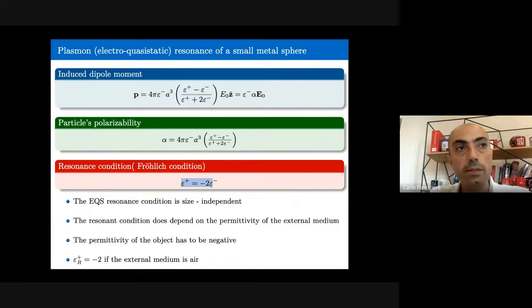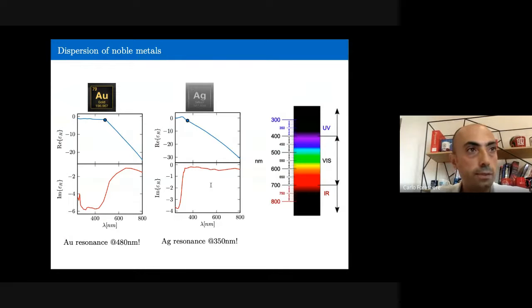So when this condition is met, for instance, let's look at the dispersion relation of noble metals, and we will see that this condition is met for a gold sphere in the quasi-static approximation at 480 nanometers, and for a silver sphere at 350 nanometers. So the gold sphere will look green, and the silver sphere will look actually violet.